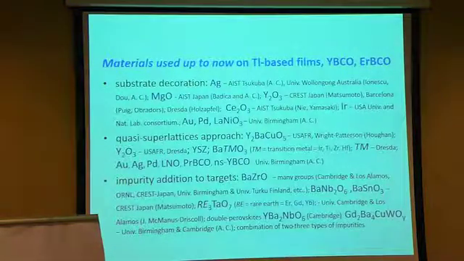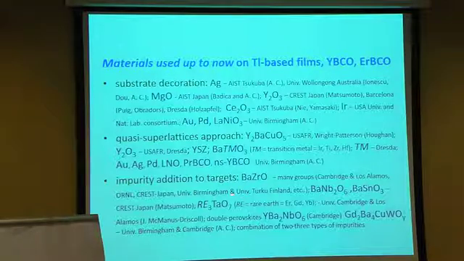Okay, several types of materials have been used now for substrate decoration: silver, magnesium oxide, yttrium oxide, silicon oxide, iridium, gold, palladium, lanthanum nickelates. For the quasi-superlattice approach, the green phase, Y2BaCuO5, yttrium zirconia, then different compounds from transition metals, and silver again, gold, palladium, lanthanum nickel oxide, praseodymium barium copper oxide, and non-superconducting barium copper oxide.